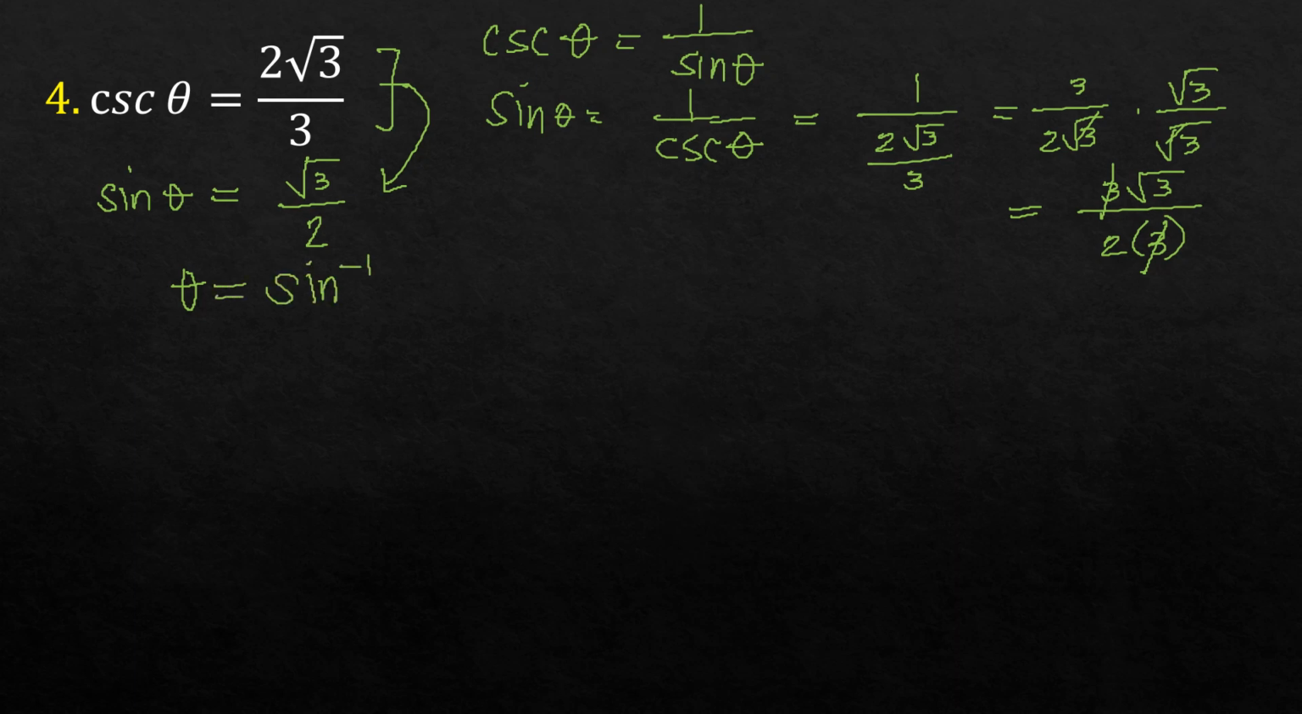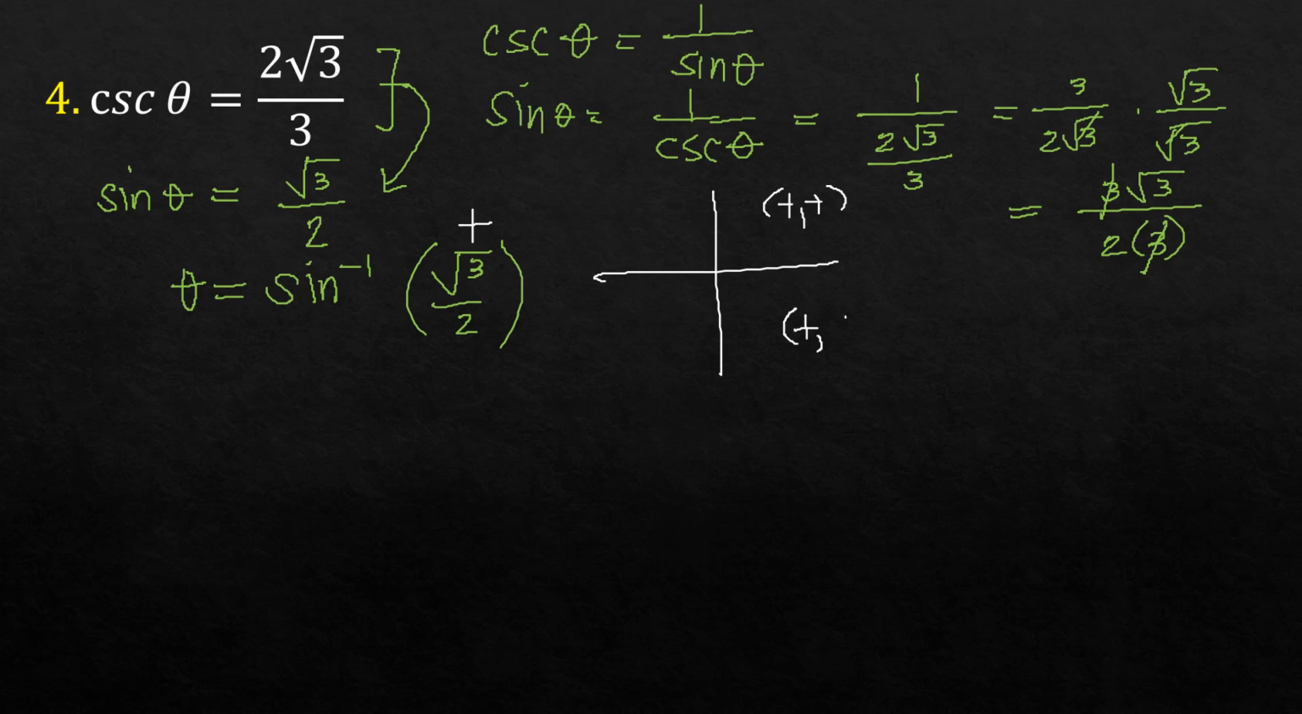We can make use of arc sine of square root of 3 over 2. Observing that square root of 3 over 2 is written positive. Now we go back to the xy plane. Positive, we have quadrant 1, positive y, and quadrant 2. We have quadrant 2, which is negative for x and positive for y. Okay, I'm just making it clear. So we have negative and this is positive.